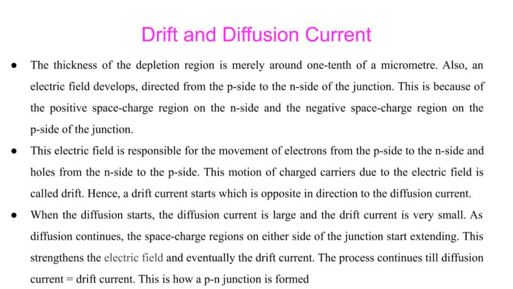When the diffusion starts, the diffusion current is large and the drift current is very small. As the diffusion continues, the space charge regions on either side of the junction start extending. This strengthens the electric field and eventually the drift current. The process continues till the diffusion current is equal to the drift current. This is how the p-n junction is formed.